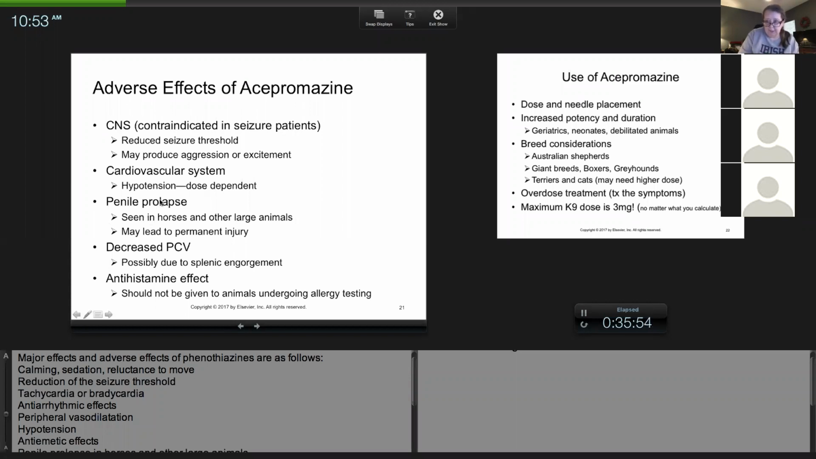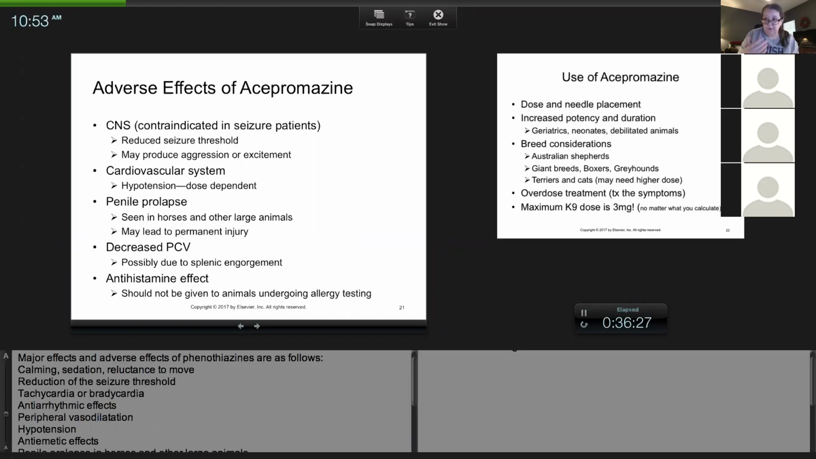I know it says penile prolapse, but acepromazine causes prolapse, which means coming out of any nictitating or retractable membrane. Now, the penis is retractable. The third eyelid, you ever seen that third eyelid come up on your animals? So they've got their eyelids, and then you've got that little third eyelid. And when animals are sedated, sometimes you can only see half their eye, because acepromazine will cause that membrane to come up. Now that'll go away.